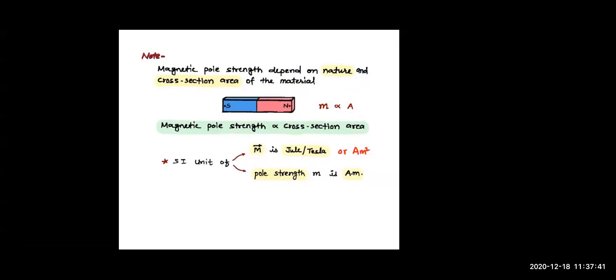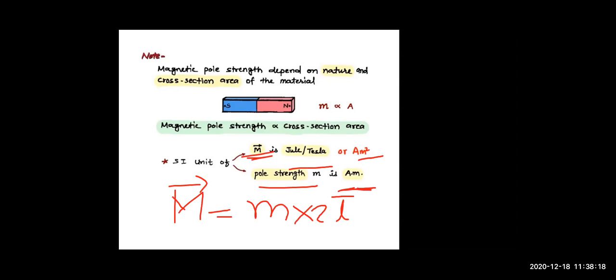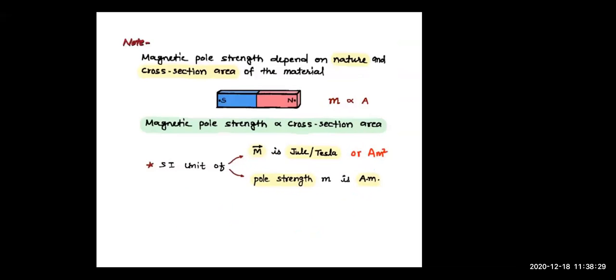Now let's talk about the SI unit for magnetic pole strength, that is m. So the unit of pole strength is ampere into meter, and the unit of magnetic dipole moment, that is capital M, is joule per Tesla, and that is ampere meter square, right? Small m, we know, is ampere meter, and your capital M is nothing but the multiplication of m into 2L. So your m is ampere meter, length is also meter, so it is ampere meter square. Right, children? This is the SI unit of magnetic dipole moment.